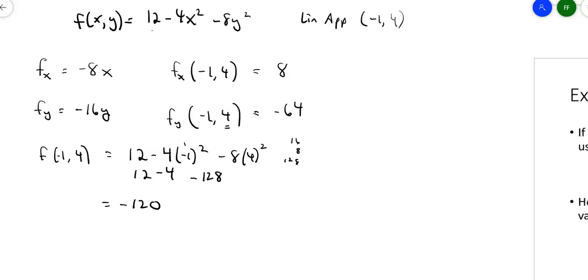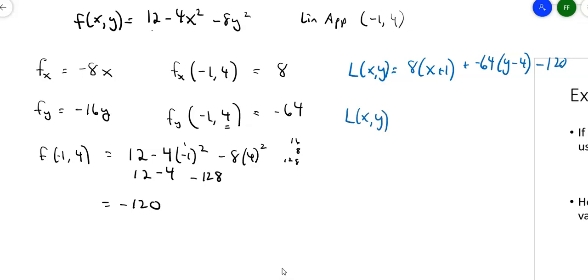All right, let's throw it into the formula. So my formula says what? The linear approximation in terms of x and y is the partial with respect to x times x minus a, negative 1, plus the partial with respect to y times y minus 4, and then minus 120, because there's my f of a, b. All right, so partial x, x minus the x coordinate, partial y, y minus the y coordinate, plus z, which happens to be negative. Let's work this through and try to simplify it a little bit.